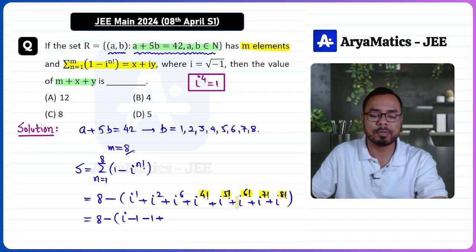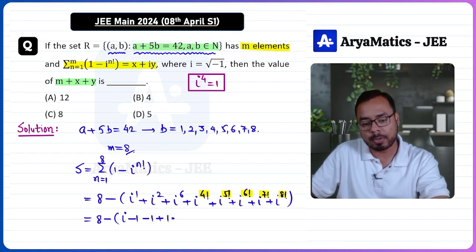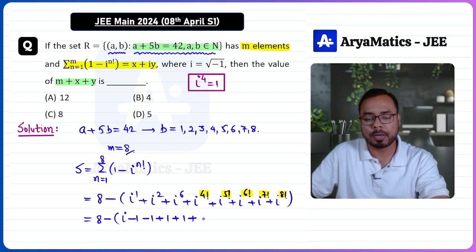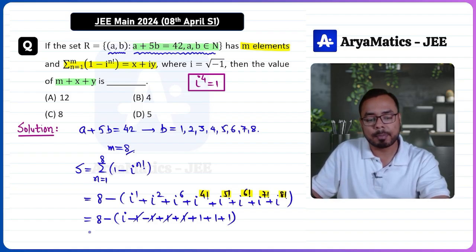5 factorial is 5 into 4 factorial, 4 factorial is 24, 6 factorial is 6 into 5 into 4 factorial and so on. So all of these numbers are multiples of 4, and hence the value of each one of these terms will be 1. So iota raised to 6 will be minus 1. Iota raised to 4 factorial will be 1. 5 factorial is also 1. And similarly 6, 7 and 8 factorial, each one of these terms will be 1. Now you can cancel these two terms. So finally we are getting 8 minus 3, that will be 5 minus iota. So this sum will be 5 minus iota.